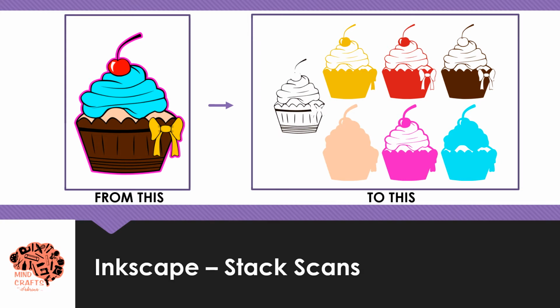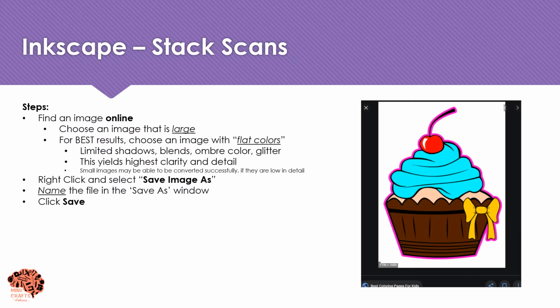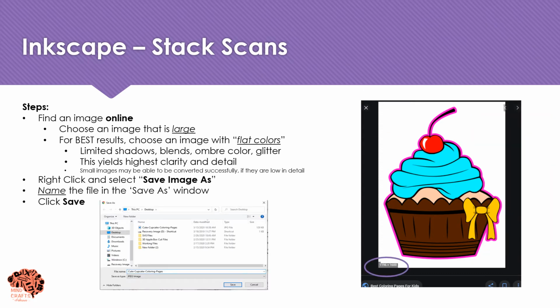First, we're going to start in Inkscape, and we're going to start with stack scans. As you would with any project, you'll start off with your image, whether you're getting a free image online or you've downloaded one that you've purchased. You'll go ahead and save that image onto your desktop, and then we'll upload this image. Remember, if you're getting an image from online, you want to have a large image and you want to have an image where the colors are flat. So there's limited shadows and blending and all your colors are just one solid color.